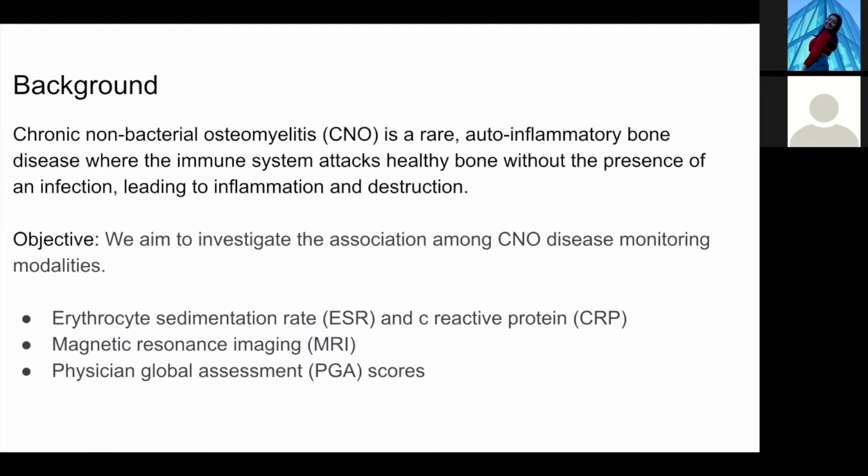Inflammation markers are currently used to monitor the state of CNO. A blood test will be run looking for high levels of erythrocyte sedimentation rate, ESR, and C-reactive protein, CRP, as high levels are indications of inflammation. A clinical visit that is quantified by a physician global assessment score, PGA, will also be performed to check for the presence of inflammation, and magnetic resonance imaging, MRI, is used to check for the presence of inflammation and lesions.